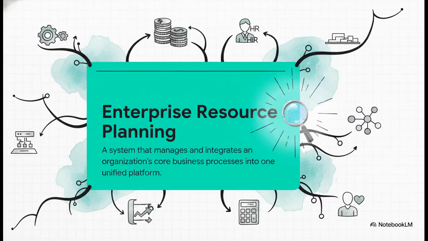Now, if we look inside a company, you'll often find an enterprise resource planning system, or ERP. Think of an ERP as the company's central nervous system. It connects everything, finance, HR, manufacturing, you name it, so that the entire organization is working from the same single source of truth.